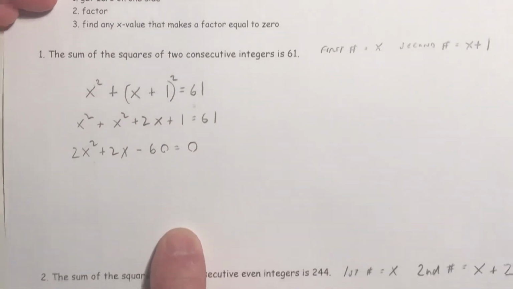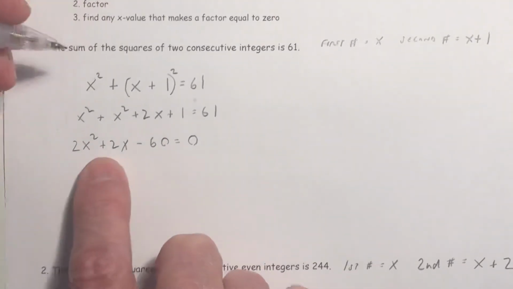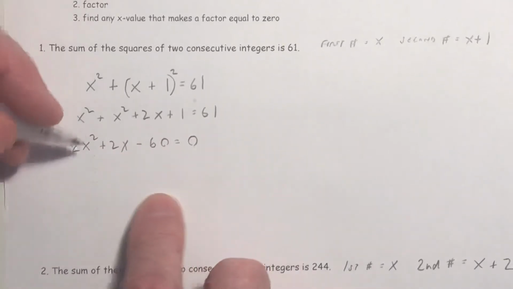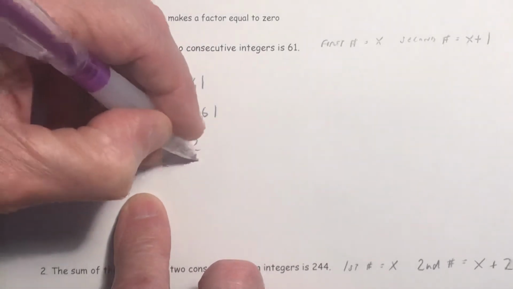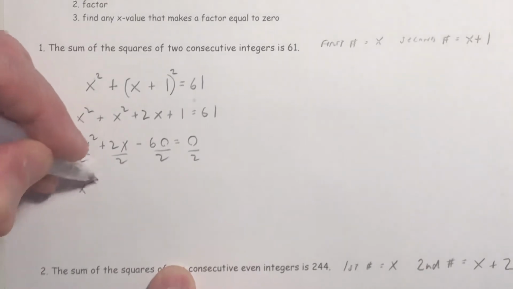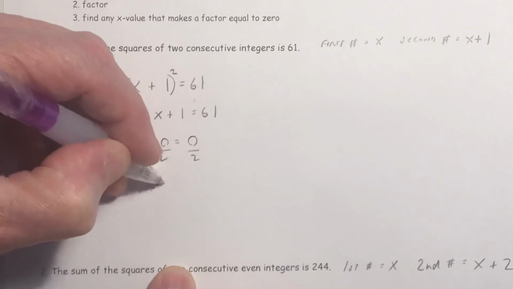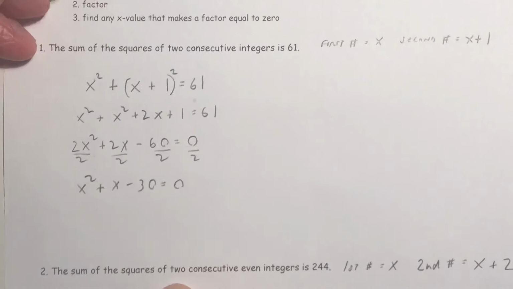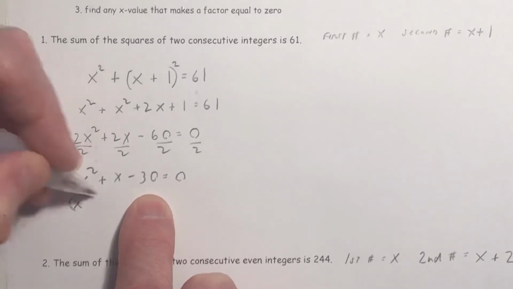Now we have a pretty typical quadratic equation to solve. And notice that everything is divisible by 2. So we can reduce the numbers in this equation if we just go straight across and divide every piece of it by 2. We get 1x squared plus 1x minus 30 equals 0 divided by 2 is 0. Now what we need are a pair of numbers that add up to 1 and multiply out to negative 30 to get this factored.